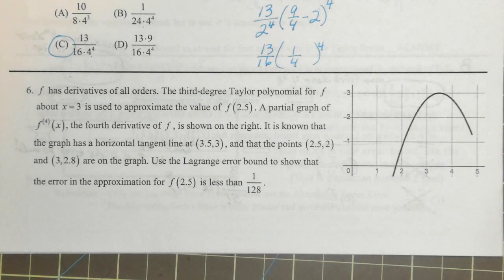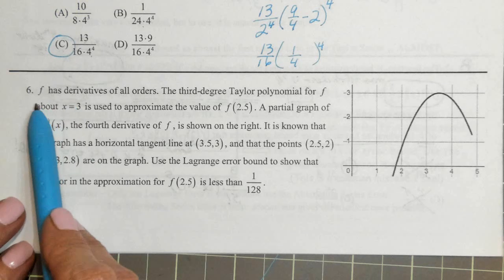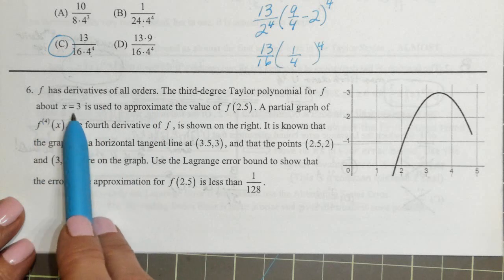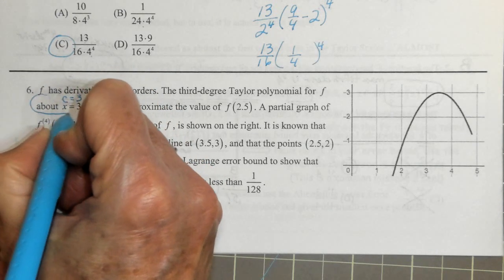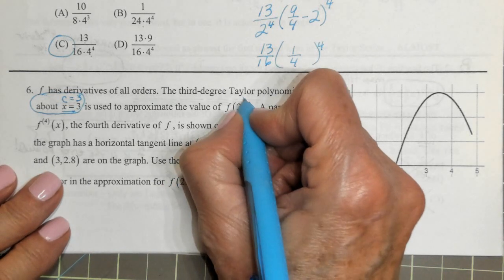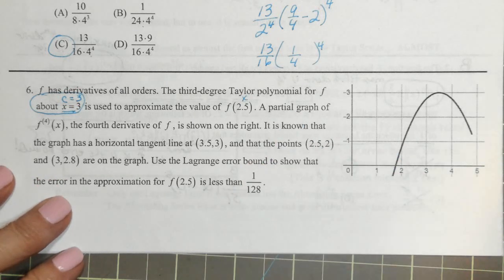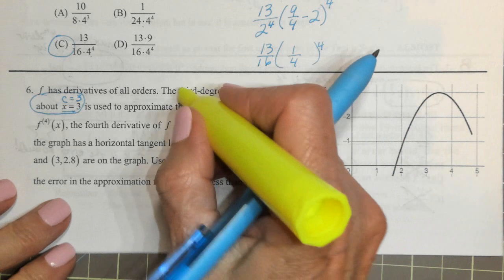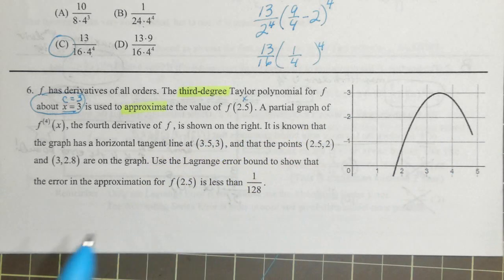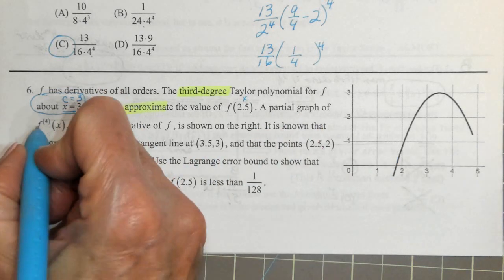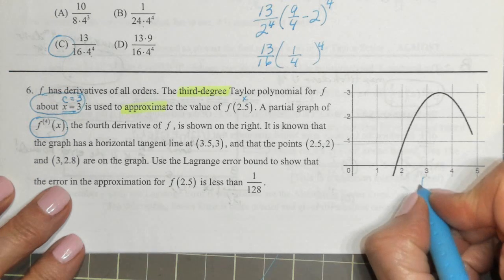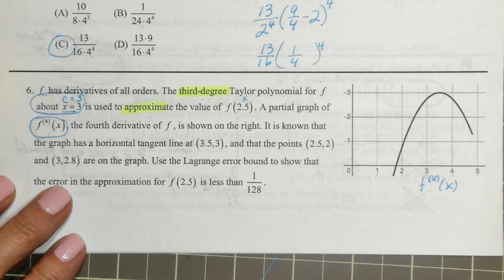This one came from an FRQ on an old AP exam. F has derivatives of all orders. The third degree Taylor polynomial for f about x equals 3, that's our center. If it says about x equals 3, that means c is 3, is used to approximate f of 2.5, that's what we will put in for x with our error. And a third degree Taylor was used in the approximation, which means the error will be the 4th degree term. Yes? 4th degree. A partial graph of the 4th derivative of f is shown on the right. This is a graph of the 4th derivative.